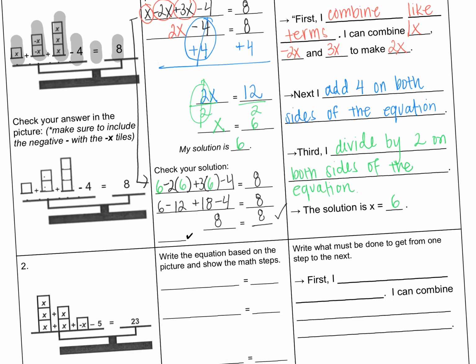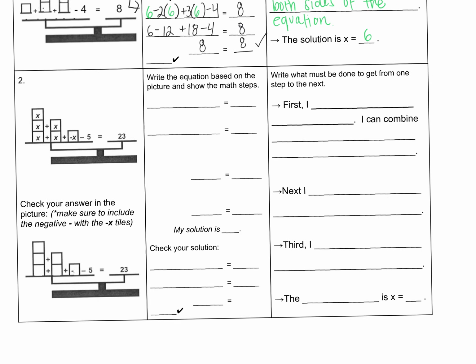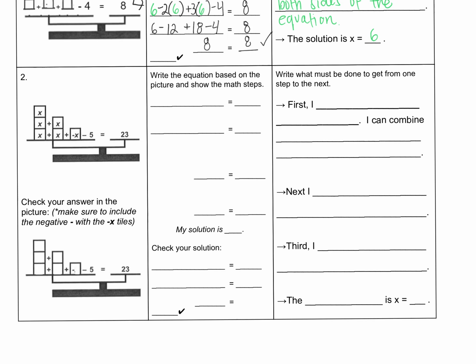Next, let's look at number 2. For number 2, I have 3x plus 2x minus 1x minus 5 equals 23. So just like the last problem, I have multiple x's on one side.